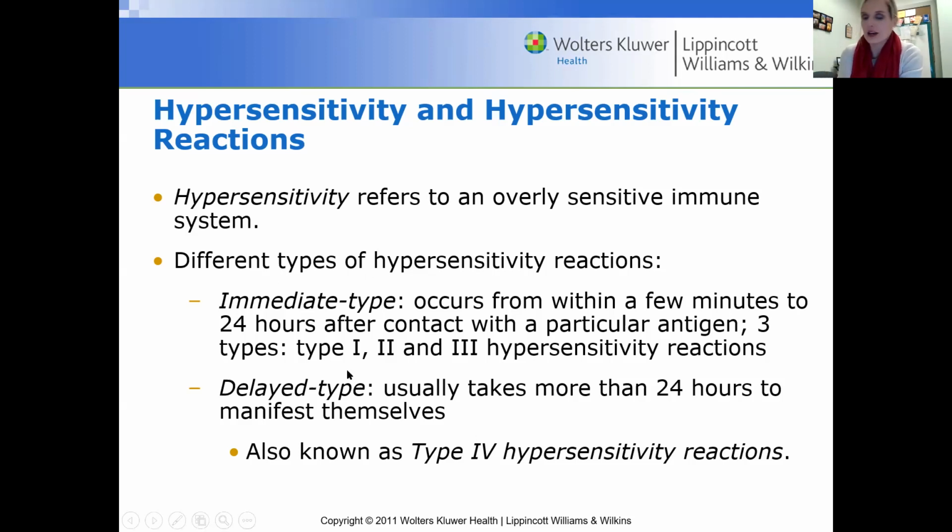So of these 4 types, again, know that types 1 through 3 are immediate, so they happen immediately upon contact with an antigen. So again, if somebody is allergic to peanuts, more than likely they're going to respond right away when they ingest or contact a peanut, depending on the severity of their allergy. And then type 4 is called delayed type, which means that it takes more than 24 hours for your immune system to respond.